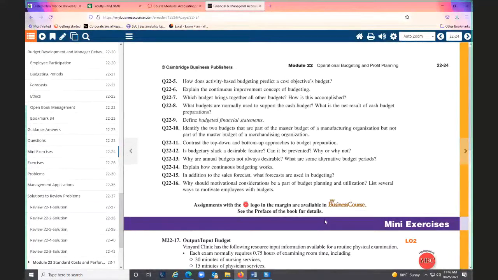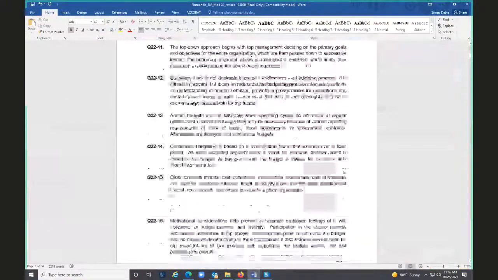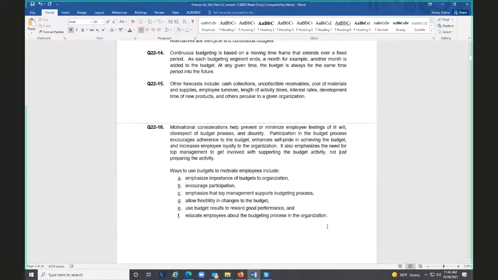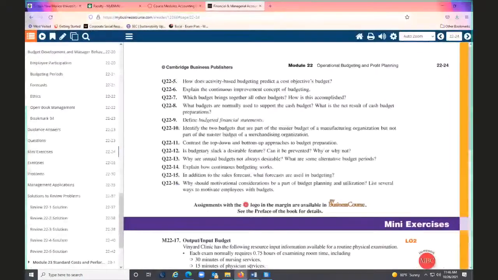And why should motivation considerations be part of budgeting? They help prevent and minimize disrespect for the process, padding of the budget, disunity, thinking that one is taking from another, and you want to work toward participative budgeting. And also, if you're going to look at motivating employees to be involved with budgets, you want to encourage participation as one of the major things and look at flexibility in preparation, getting everyone involved and educate everyone about the process. Very important things to do.